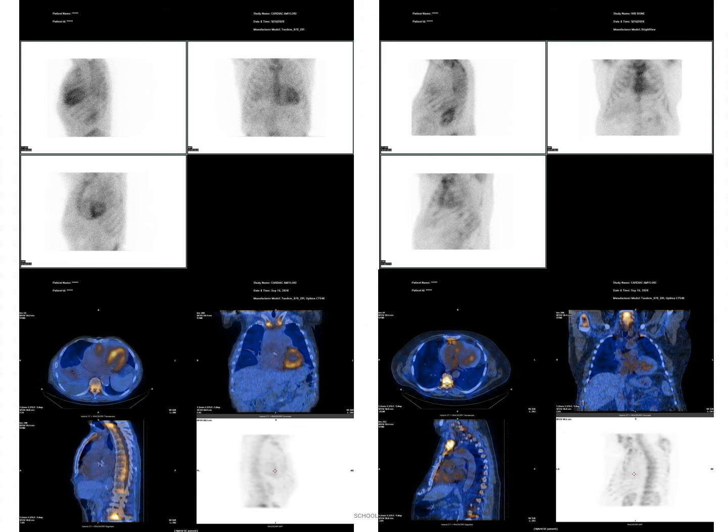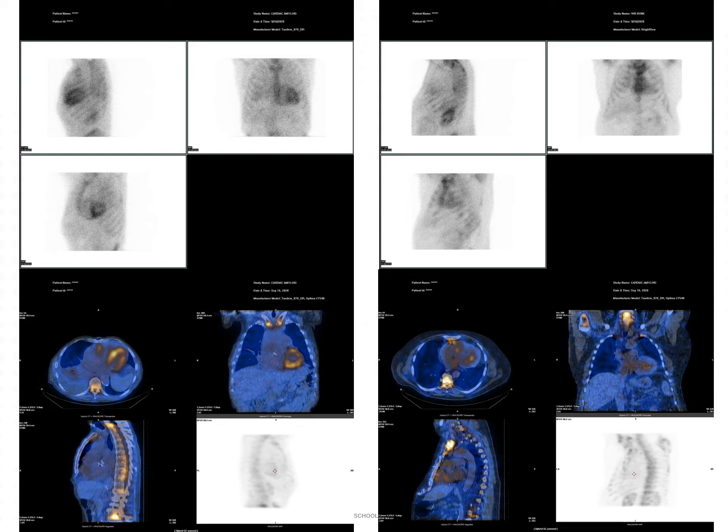On the right side of the slide and on the planar images, you can tell that there is a mild increased pyrophosphate uptake at the level of the heart. But the SPECT images demonstrate that in fact the uptake that we see is at the level of the left and right ventricular cavities. This patient actually had a case of light chain amyloid disease.